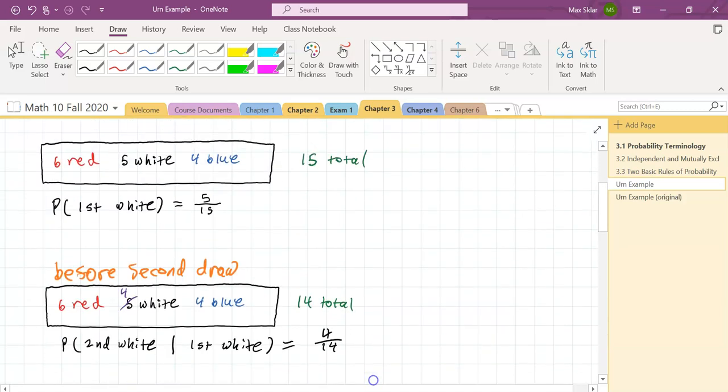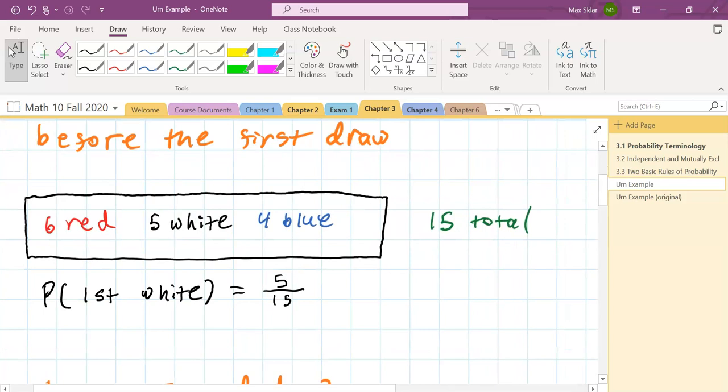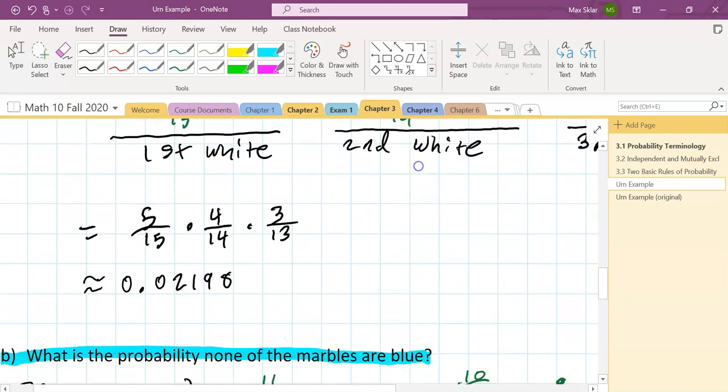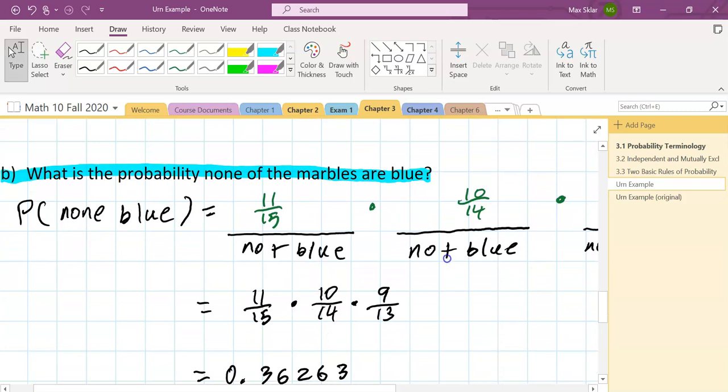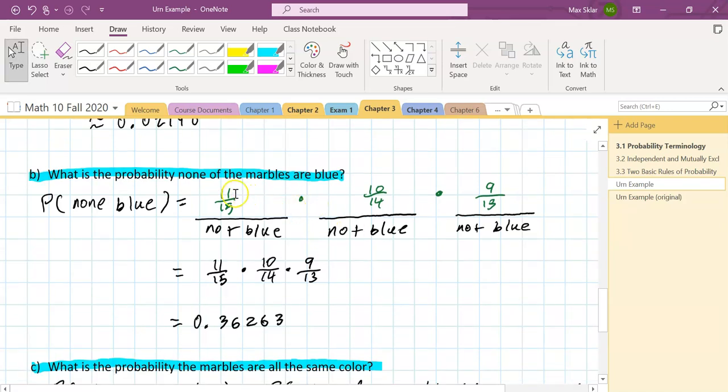Looking back at our original box, our original urn, 6 marbles are red, 5 marbles are white, 4 marbles are blue. So what is the probability that none of them are blue? Well, in order for that to occur, I want the first marble to be not blue, and the second marble to be not blue, and the third marble to not be blue. So, looking at the original urn, there are 11 marbles that are not blue out of the 15 total.